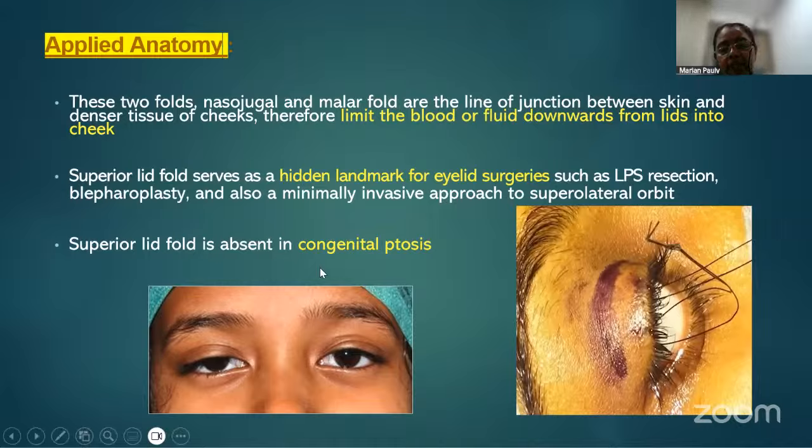Superior lid fold is absent or less formed in congenital ptosis, as you can see in this picture. This is where the lid crease incision is done for ptosis surgery.